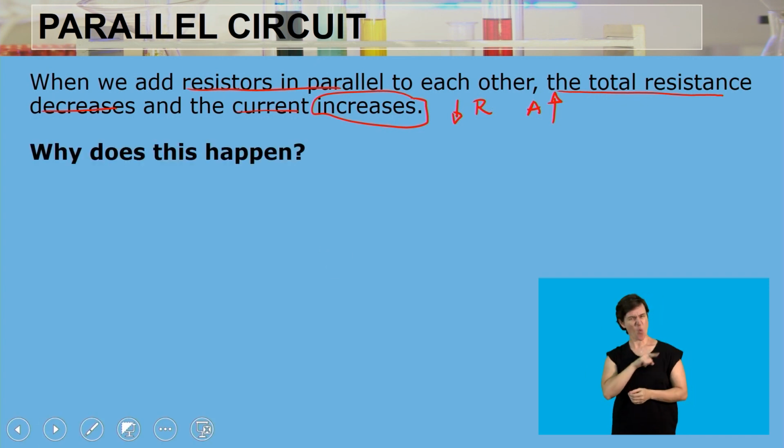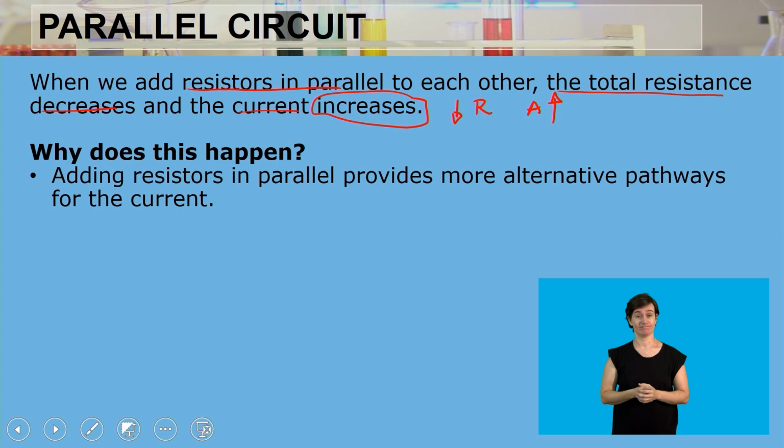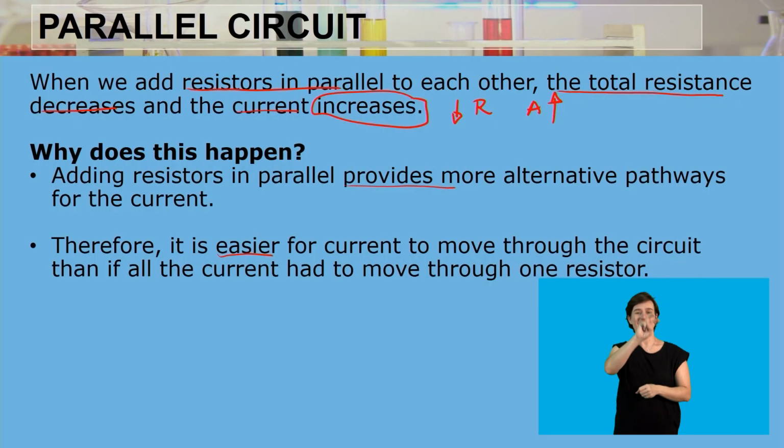Why does this happen? This happens because when we are adding resistors in parallel, we're actually providing more alternative pathways for the current. So the more resistors we add in parallel, the more alternative pathways we are providing for the current. And because of that, it is easier for current to move through the circuit than if all the current had to move through one resistor.